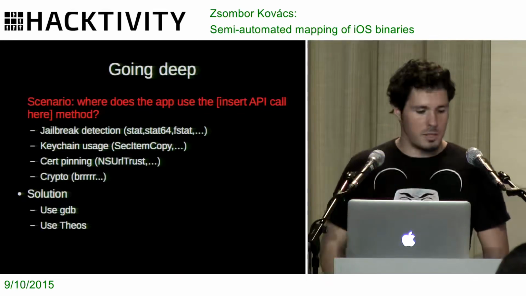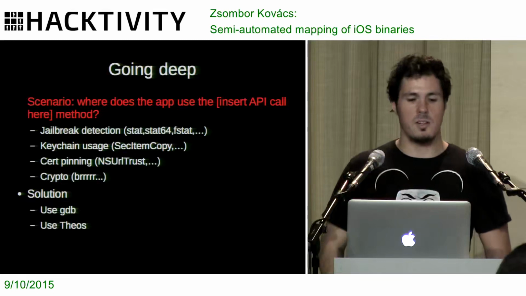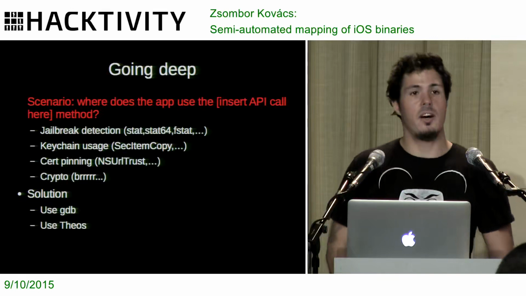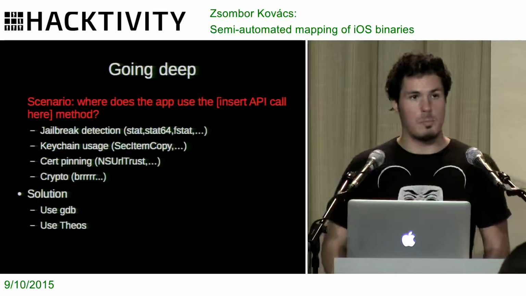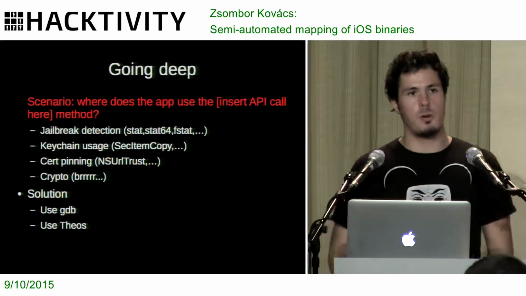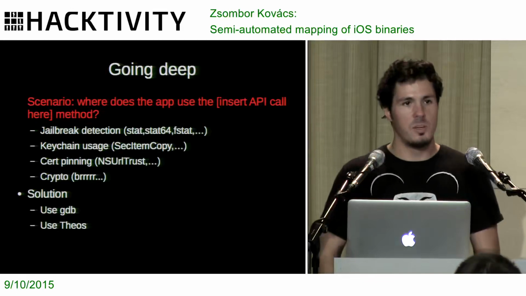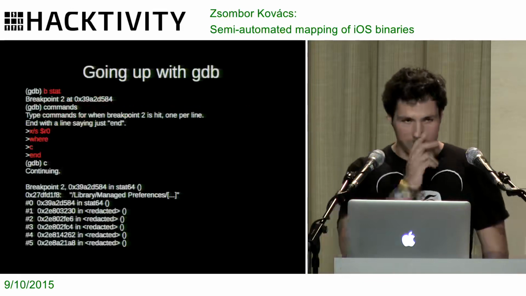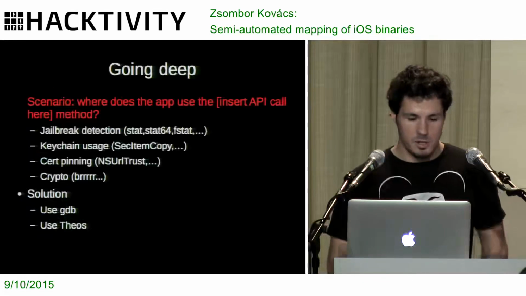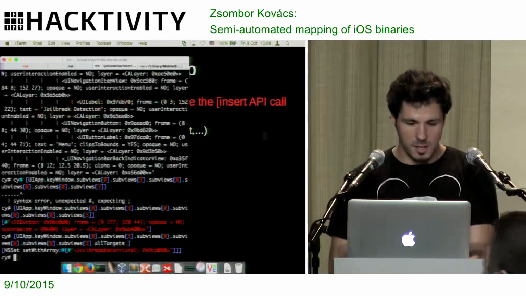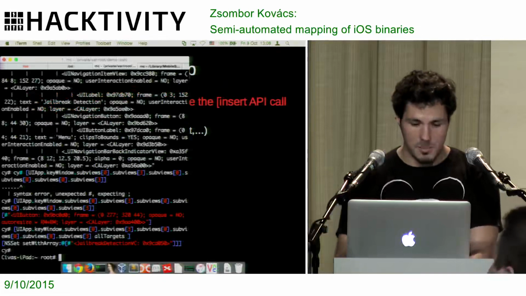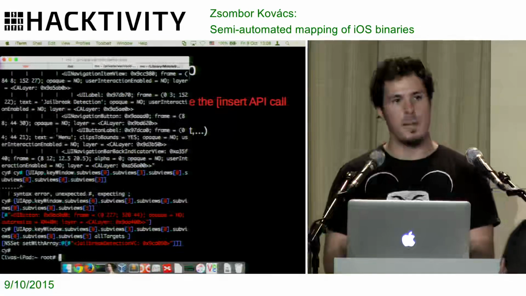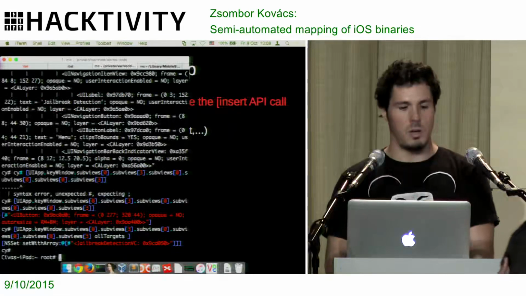So these typical areas of interest are jailbreak detection, keychain usage, crypto, and I will show you two separate methods to pinpoint and to get those precious stack traces when it comes to an actual API call. First of all, I'm going to use GDB, which is very, very useful sometimes, even though it's not supported by Apple anymore. They instead opted for LLDB as their new debugger of choice.